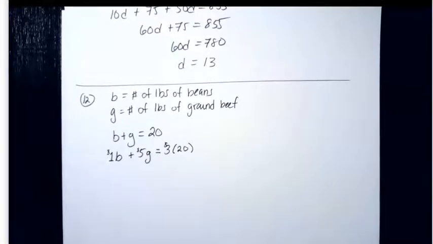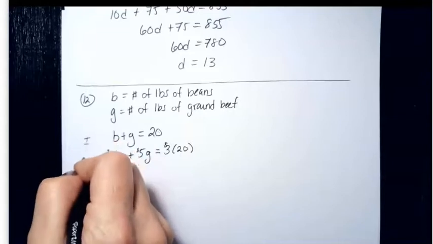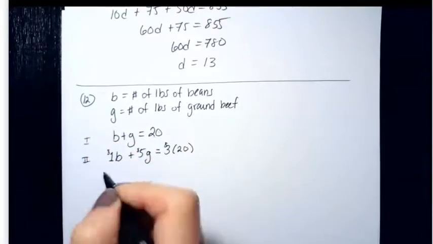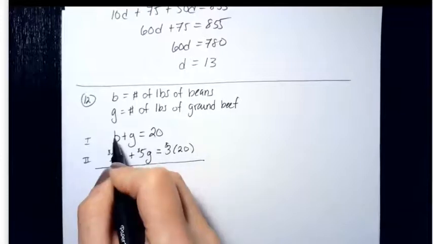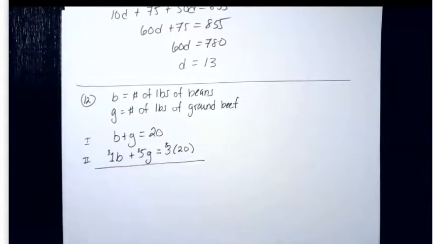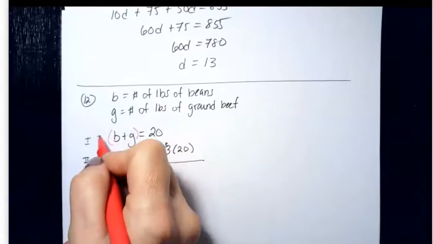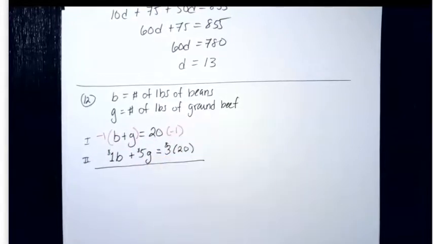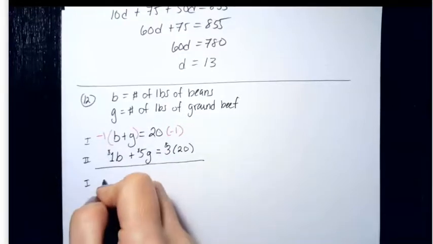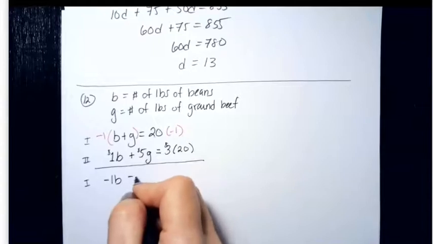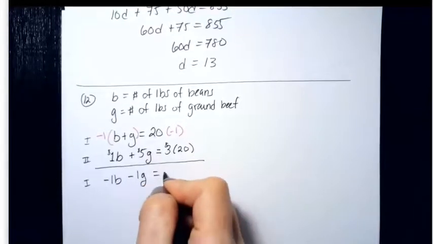All right, so we have a system of two equations and two variables. We could use either substitution or elimination. I happen to like elimination, so I'm going to use that here. I'm going to eliminate the b because I only need to multiply the first equation by -1 to make the coefficients of b the opposite. Be careful when you multiply by a negative that you don't forget to change the signs of everything. So that first equation becomes -1b minus 1g equals -20.